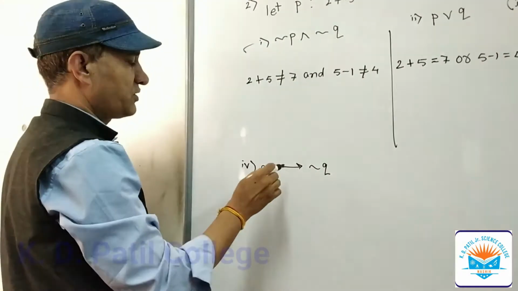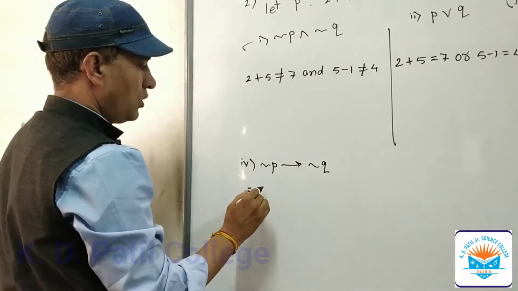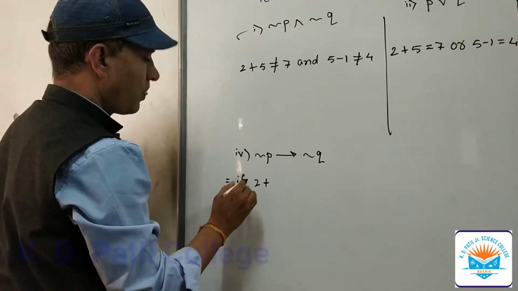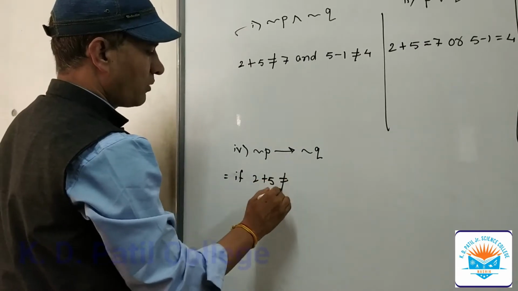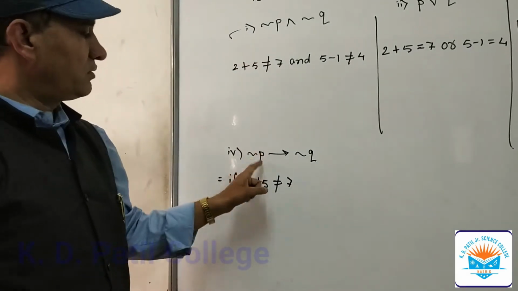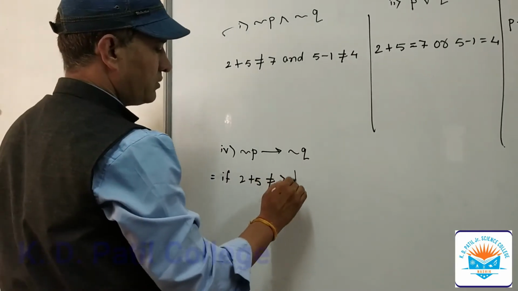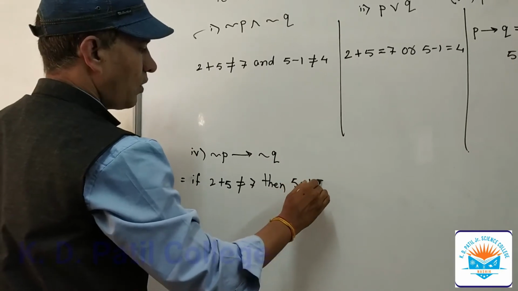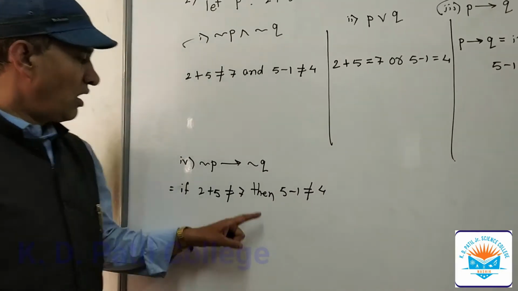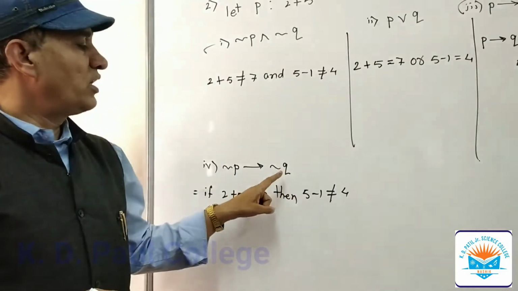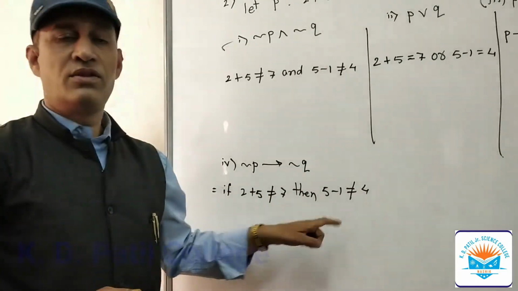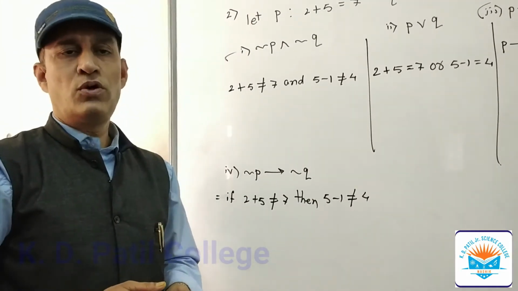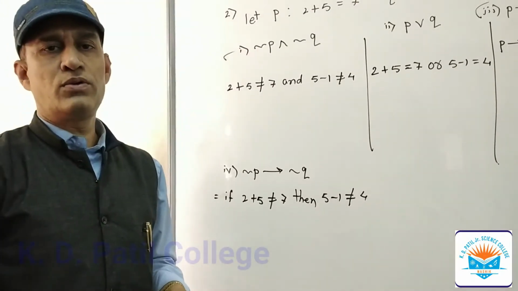It means it can be written as 'if 2 plus 5'. We are going to use 'if' here. Why? Because a condition is there. If 2 plus 5 is not equal to 7 - why 'not equal to'? Because negation is given. If 2 plus 5 is not equal to 7, then 5 minus 1 is not equal to 4. Look at it: then 5 minus 1 is not equal to - why 'not'? Because negation is given. In this way, we can convert symbolic form into verbal form or verbal form into symbolic form.